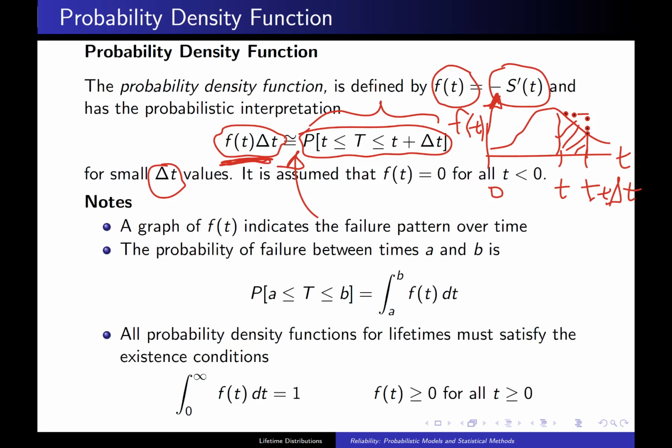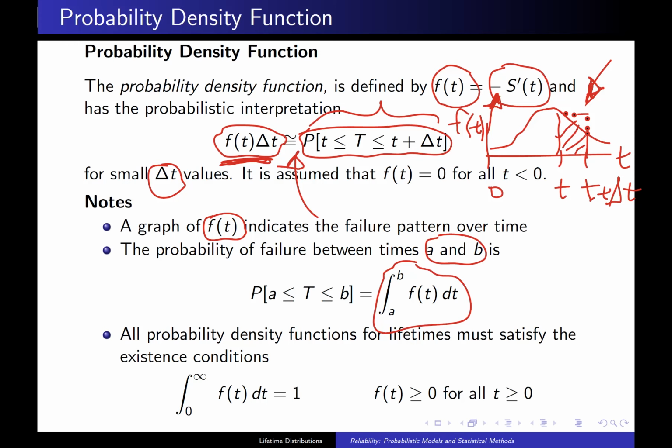A couple notes: a graph of f of t will indicate the pattern of failure over time. In the picture that I drew here, it looks fairly bell-shaped, but in reliability, they're not all bell-shaped. The probability of failure between times a and b is exactly this. You simply integrate from a to b.